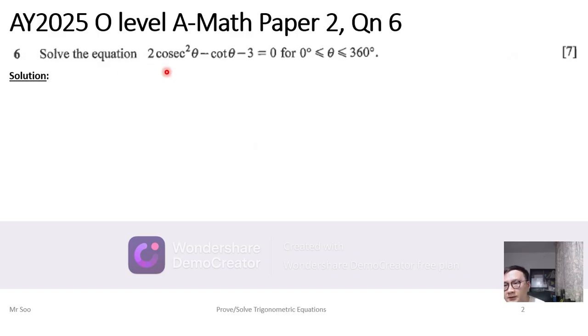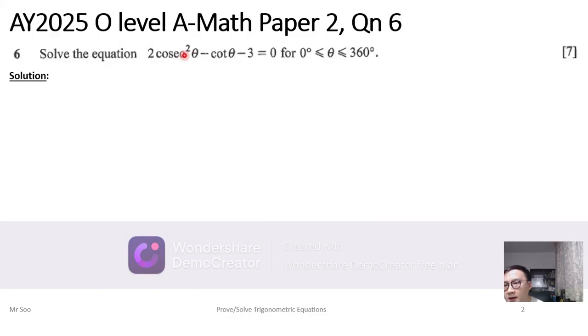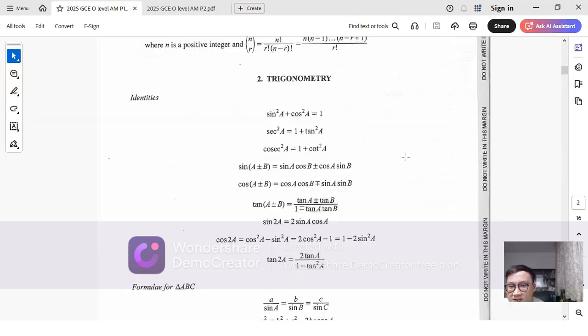So the first step here, I may want to use my trigonometric identity for Pythagorean identity, specifically cosecant squared theta equals 1 plus cotangent squared theta. I may want to use this to manipulate cosecant squared theta, change to cotangent squared theta. So first thing, what I put here, recall sine squared theta plus cosine squared theta equals 1. This is in the formula sheet, isn't it?